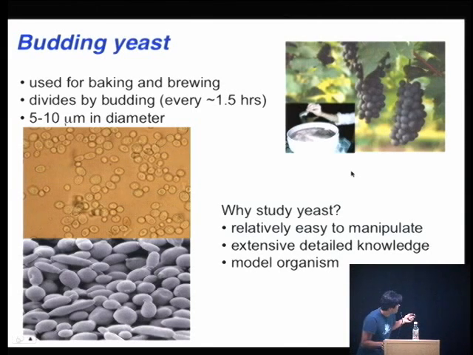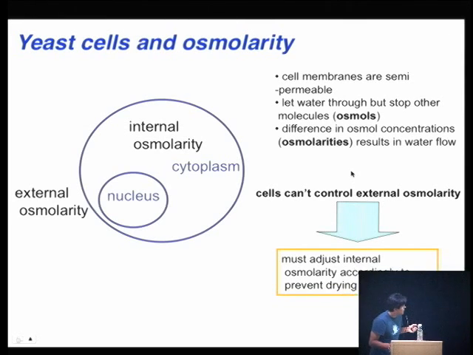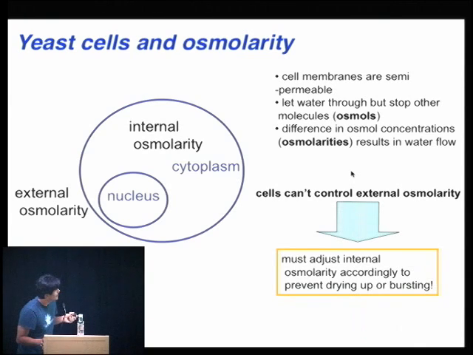So yeast cells are about 5 to 10 microns in diameter, and they divide almost every 90 minutes, which is nice. They're also very friendly to us. We use them to make beer, wine, and a bunch of other things. So the system that I studied regulates the pressure gradient across the cell membrane. It turns out that the cell membrane of a yeast cell is semi-permeable, meaning that small molecules can go through passively through diffusion, but larger molecules called osmoles cannot.